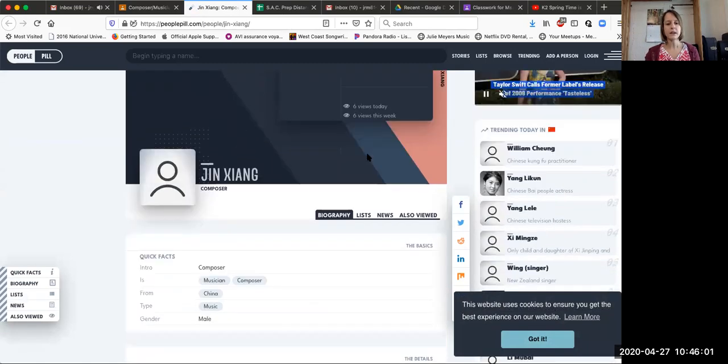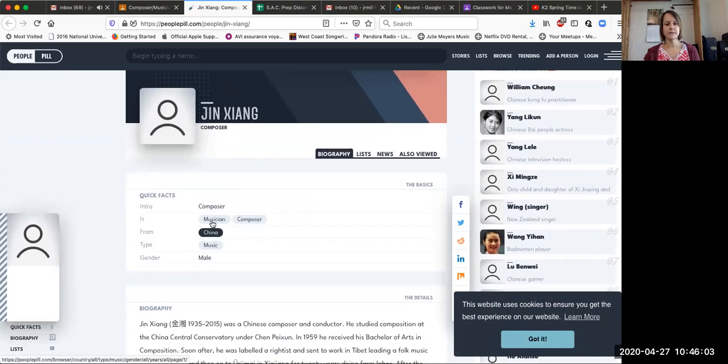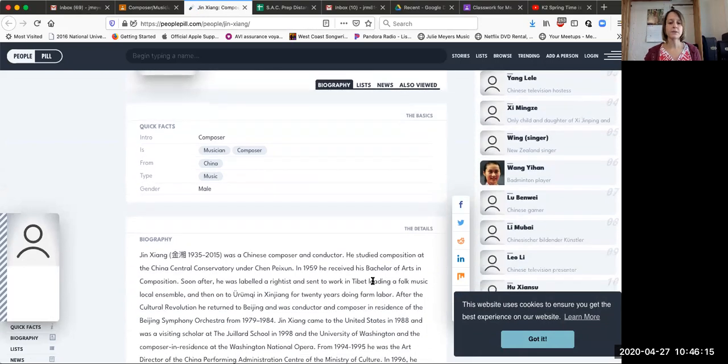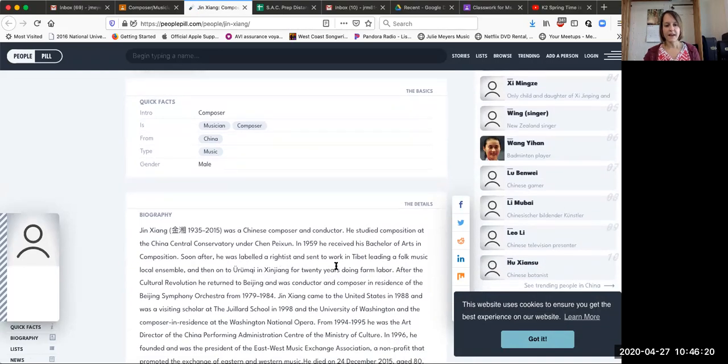He was a Chinese composer and conductor. He studied composition at the China Central Conservatory. In 1959, he received his Bachelor of Arts in Composition. He was sent to work in Tibet, leading a local folk music ensemble. After the Cultural Revolution in China, he was actually exiled, and then he returned to Beijing. He was a conductor and composer for the Beijing Symphony Orchestra from 1979 to 1984.